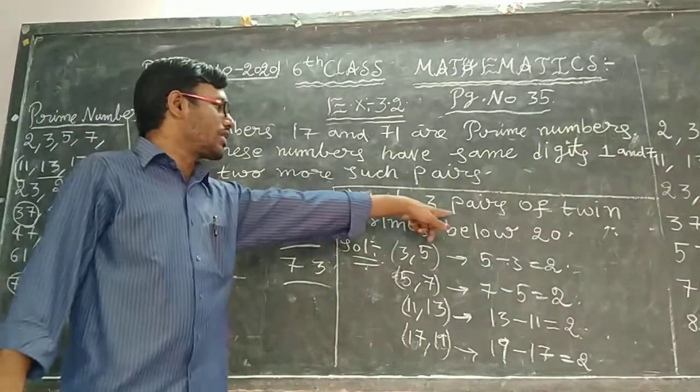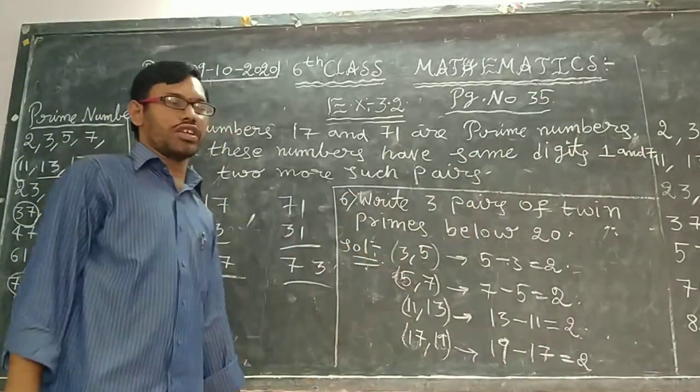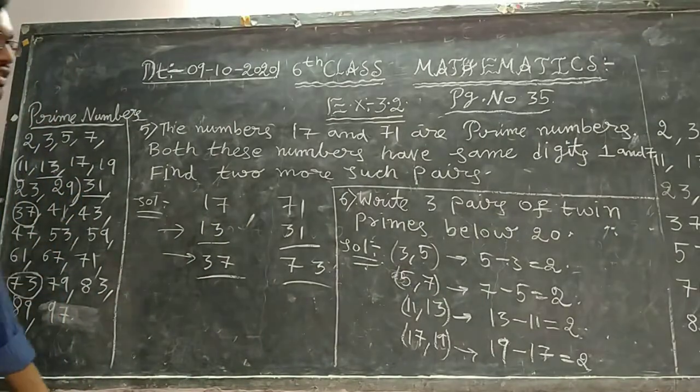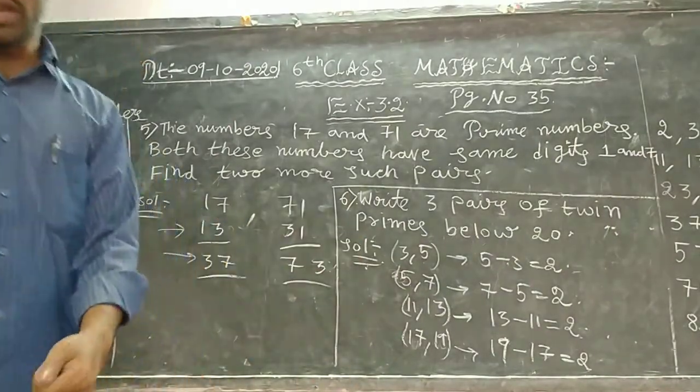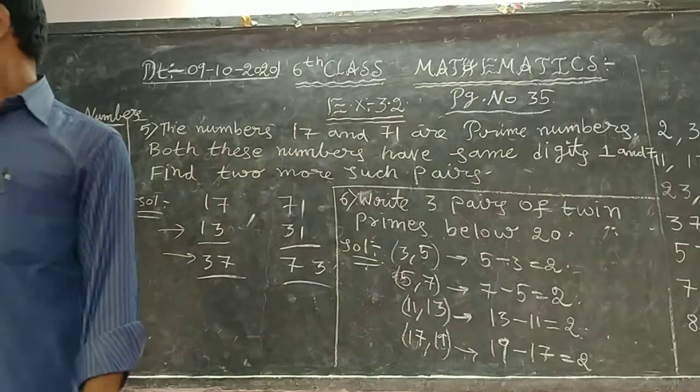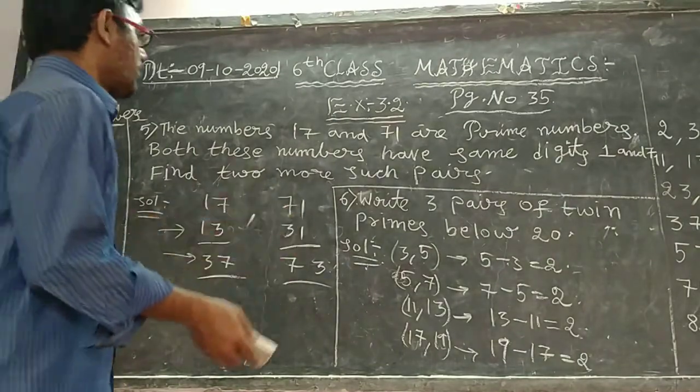But how many did he ask? 3 pairs of twin primes below 20. So that's why I have written 3 pairs. I think you have understood this one. Next, the 7th one. So what is the 7th one? We shall see.